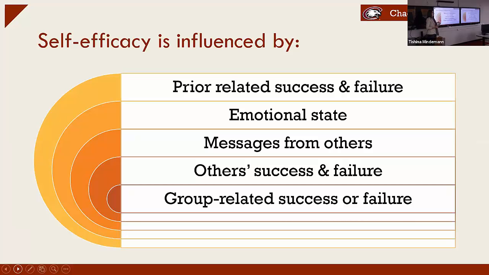Other success and failure, right? If 5 of my friends took this class and all failed it, that's going to influence my self-efficacy versus if everyone's like, oh, that class is super easy, you'll be fine, right? And then group-related successes and failures. Do I see people like me with similar backgrounds to me, with similar knowledge to mine, being successful in a given context? And that's where representation can get really important.